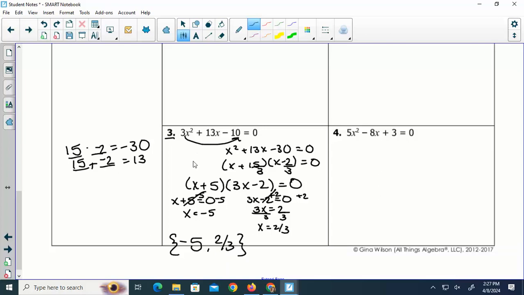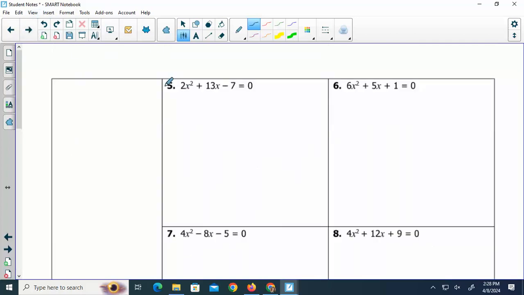You can check these by looking at a graph. You can plug them back into the original. These are the things that make it equal 0. You guys understand what we're doing here? Let's try one on our own so I can kind of walk around and see if we're having problems. Let's just go with number 5.